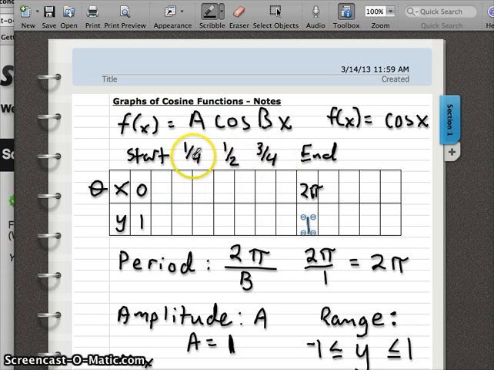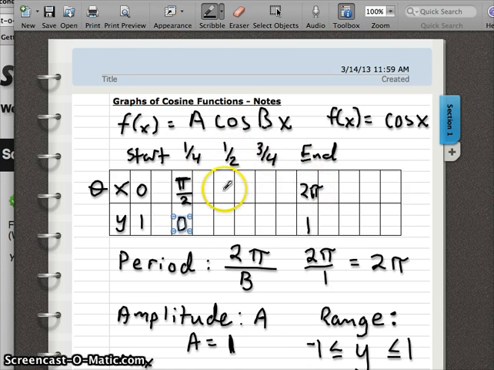So this point is always going to be a quarter of your period. So 1/4 of 2 pi is 2/4, or a half pi. And if I plug this input into this function, the cosine of pi over 2 ends up being 0. Now you can evaluate these based on your knowledge of a unit circle, or you can plug it into a calculator. You just have to make sure you're in radian mode, since we're dealing with radian angle measures. And so if you type in the cosine of pi over 2 in radian mode, it should give you an output of 0.